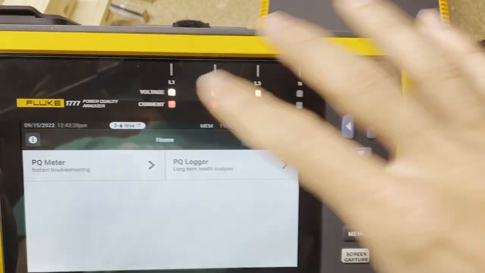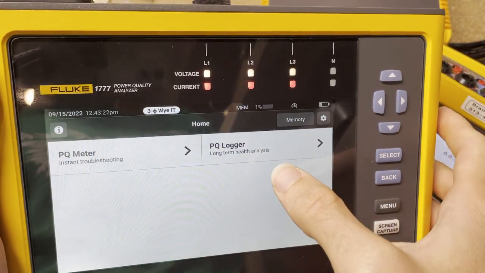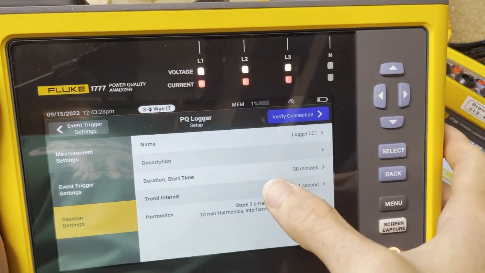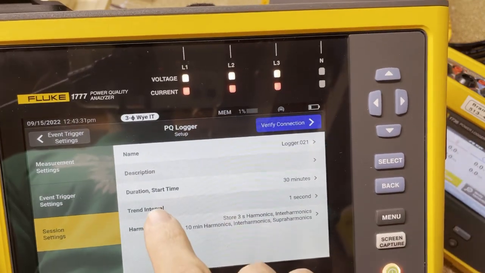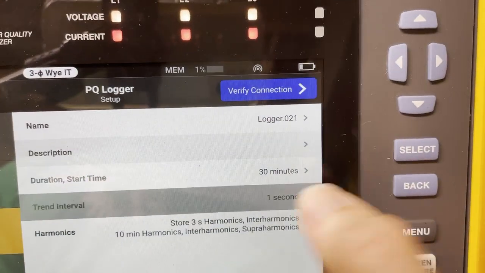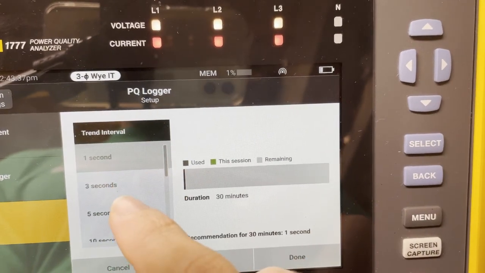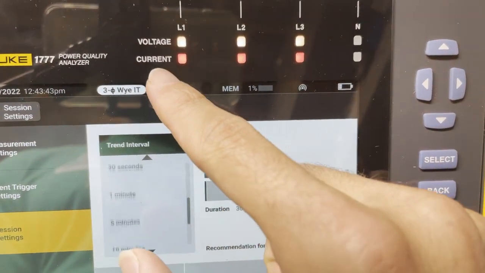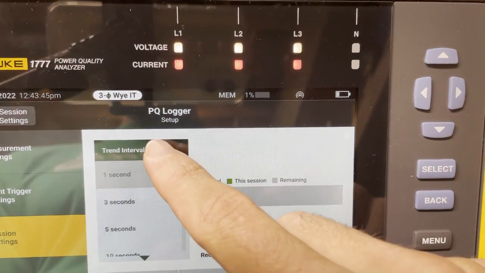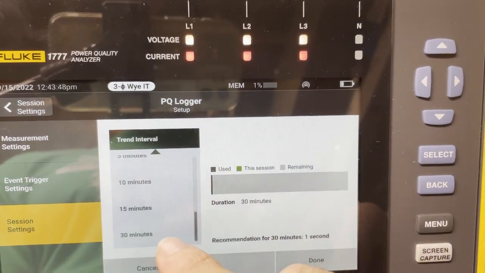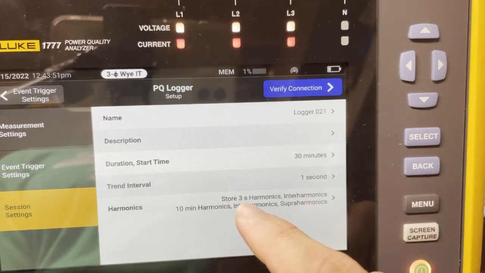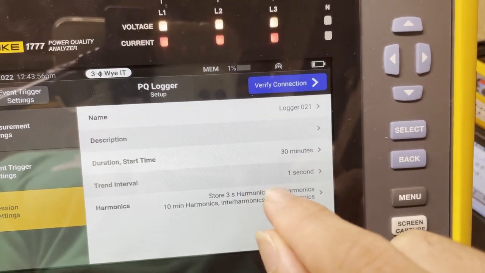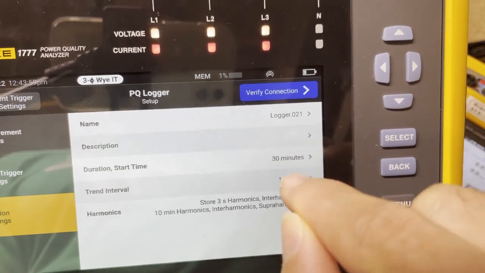So this is a 1777, and if we go into power logger mode and get down into session settings, you're going to see right here it says trend interval. I've talked about this before, but we've got 1 second, 3 seconds, 5 seconds, 10 seconds, 30 seconds, 1 minute, 5 minutes, 10 minutes, 15 minutes, and 30 minutes. My recommendation is always say how long you plan on going, the duration, and then let the instrument recommend what your trending interval would be.